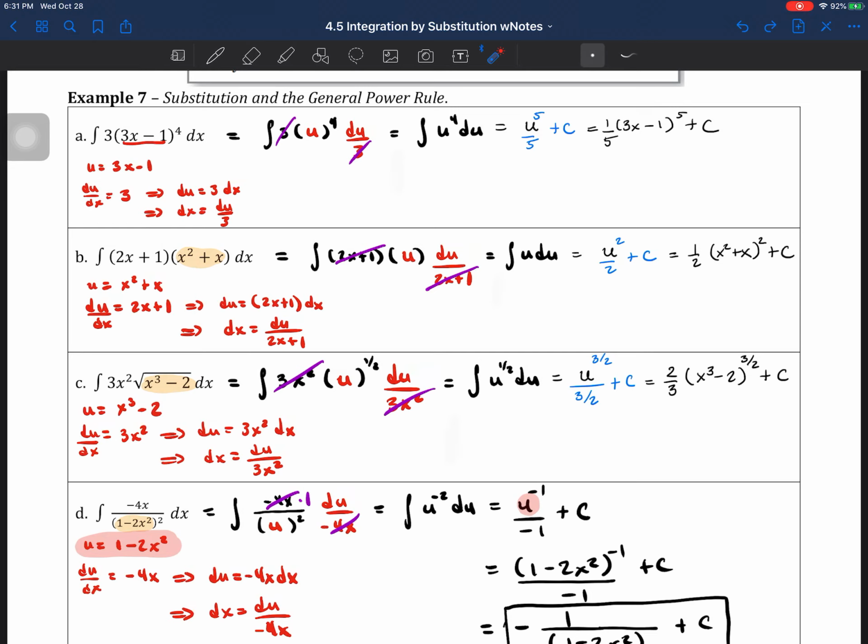All right, so part B, we have a product, right? We have (2x + 1) times (x² + x). Now the problem with this, and what I want you guys to think about, is the question you will most likely have if you're trying to solve this: which one will be my inside g of x and which one will be my outside? Now, to be honest, it's hard to tell just by looking at them.